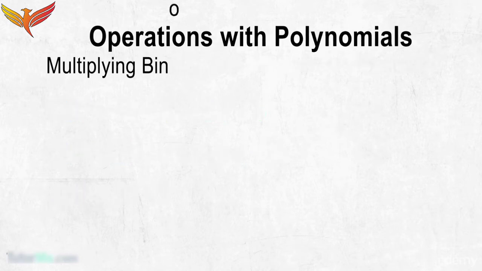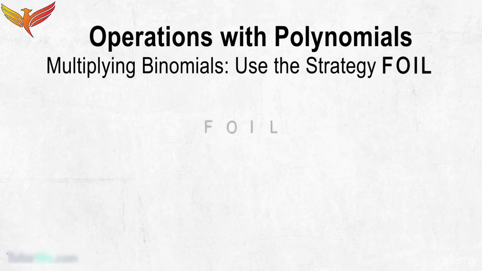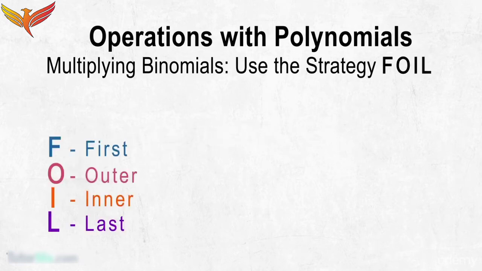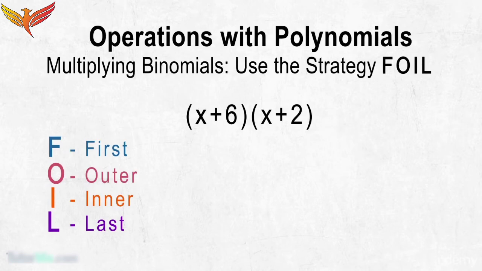To multiply binomials, use the strategy FOIL. FOIL stands for first, outer, inner, last. This describes the order in which terms in the polynomials should be multiplied. Let's look at an example to see FOIL in action. x plus 6 times x plus 2. So, using FOIL, we'll do the first terms, x times x. That gets us x squared.